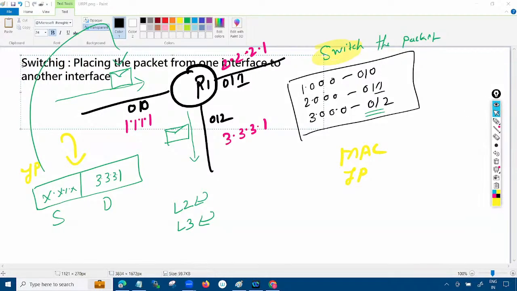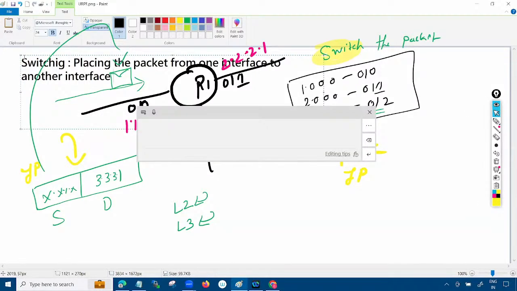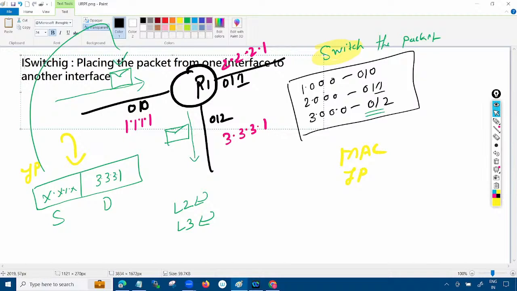That's why this mechanism is called an IP switching mechanism. Now, I hope you understand the meaning of IP switching. The meaning of IP switching is what? Placing the packet from one interface to another interface. That's called switching. That's called IP switching because we are placing the IP packet.